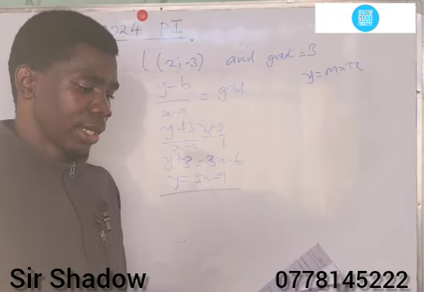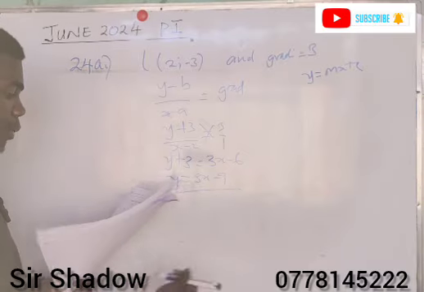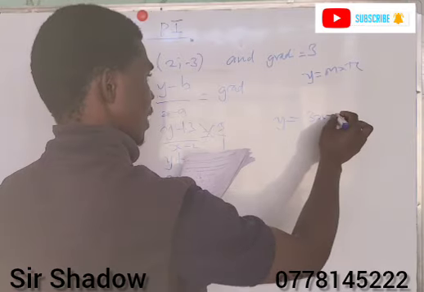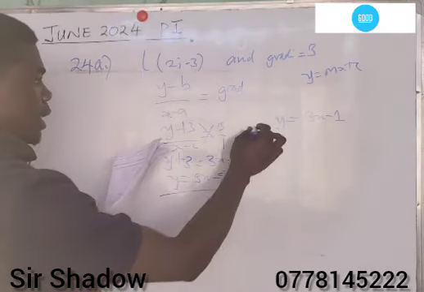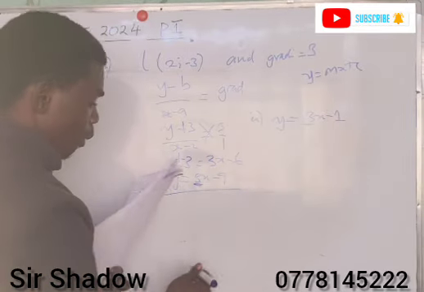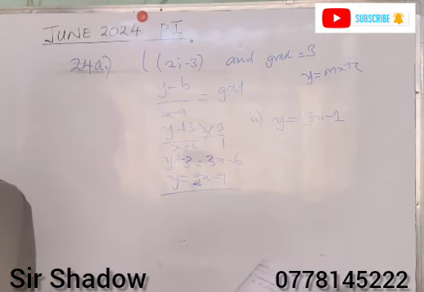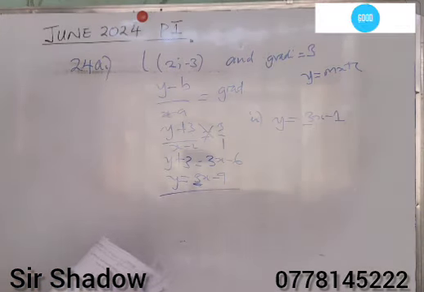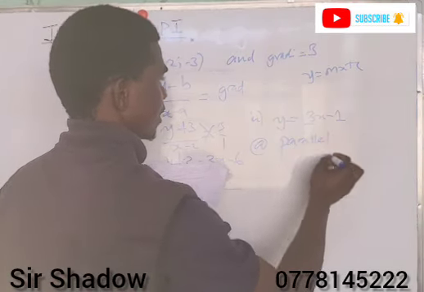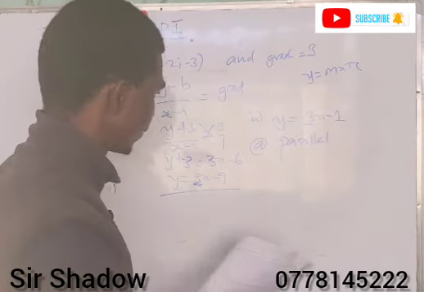State the relationship between line L and the line y equals 3x minus 1. That is question item 2. If you notice this equation and this equation, if you check their gradients, they are equal. So when two straight lines have the same gradient, it means those two lines are parallel to each other. Let's move on to the last question.